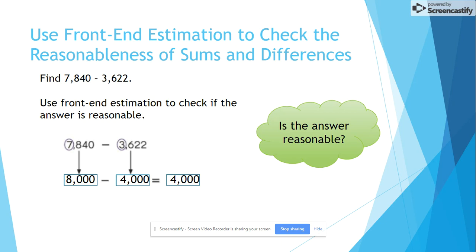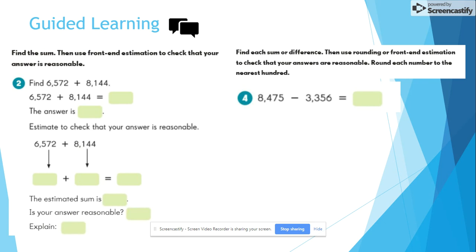So that's just a quick way of using front-end estimation. I know we didn't actually solve the actual answer in this problem, but I wanted you to understand how we use front-end estimation. So every time you see that, just know it's the greatest place value that we're estimating to. So on this page, it is a guided learning. So I want you to open up your notebook, write guided learning, and solve these two problems. Pause the video so that you're able to do both of the problems.